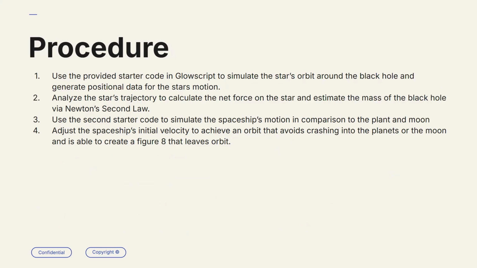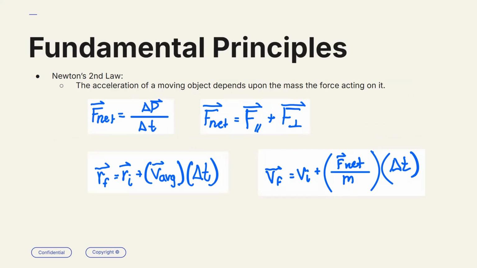Using this, we could then use the second star code to simulate the spaceship's motion in comparison to the planet and moon using the mass of the black hole. Then we just adjust the spaceship's initial velocity to achieve an orbit that avoids crashing into the planets or the moon and is able to create a figure eight that leaves orbit.